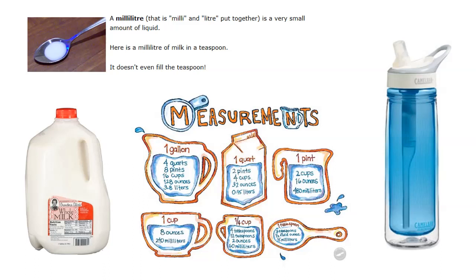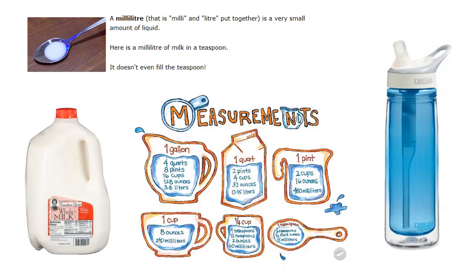Okay, so here's a picture of a spoon with a milliliter of milk in it. And it says a milliliter, that is milli and liter put together, is a very small amount of liquid. So here's a milliliter of milk in a teaspoon, and it doesn't even fill the teaspoon. So when you think about a milliliter, you might think, well, that's just a portion of a spoonful, a small spoonful. So a milliliter is not as big as a spoonful.